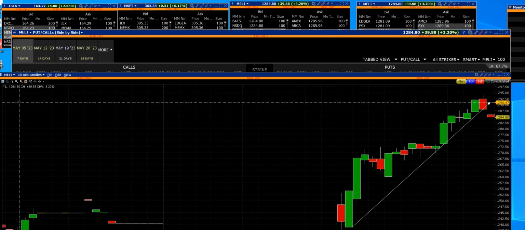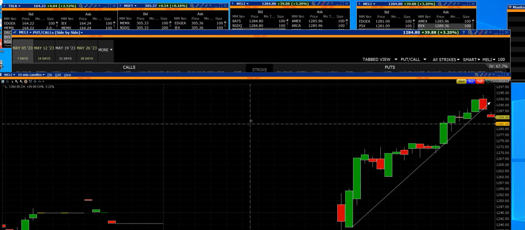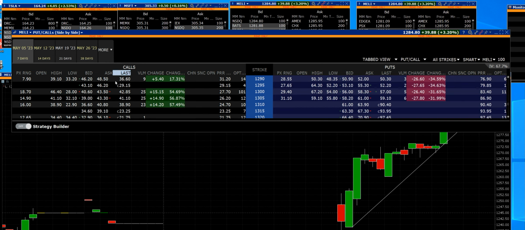Traders, live update, 15-minute chart, MELI. That is the big bellwether. We are going to look at the $1,300 call strike price. The low was $28. Our entry was $29.20. Now they're hitting a high of $46.